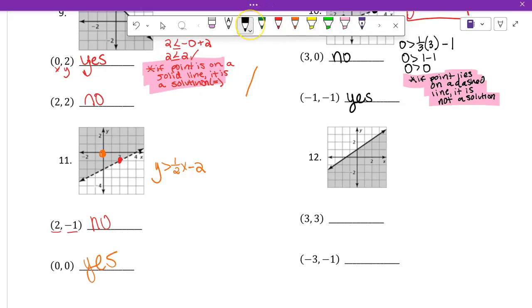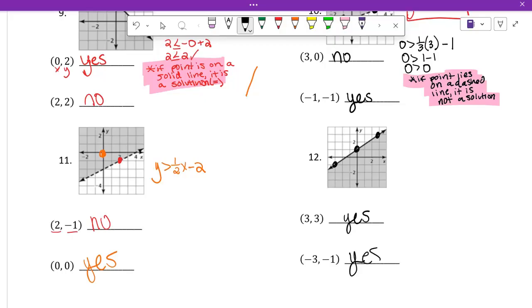Next, I have the point 3, 3. It's on a solid line. Yes, it is a solution. Negative 3, negative 1. Double check my points. Yes, it is on there.